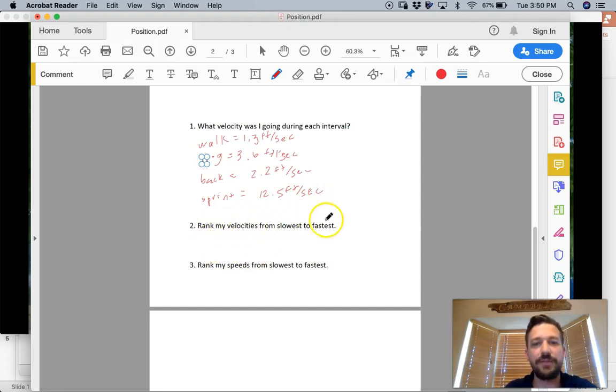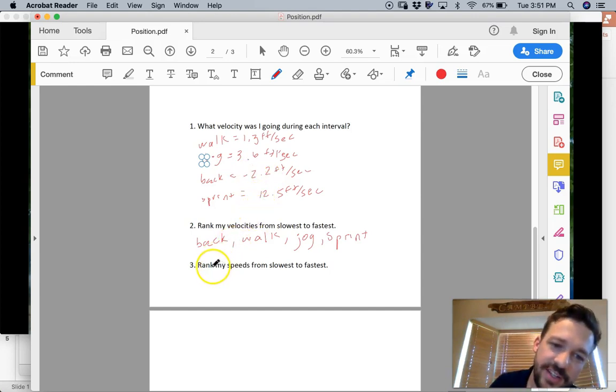Okay, so rank my velocities from slowest to fastest. Oh, remember, backwards is like that. So what's the slowest? Well, some of you might be thinking the walk, but if we're talking about slowest, negative is a smaller number than a positive. So the slowest would be the backwards, then the walk would be the next slowest. And then jog was the next largest number, and then sprint was the largest number. So that is the rank of my velocities. Backwards is the smallest velocity because it is negative.